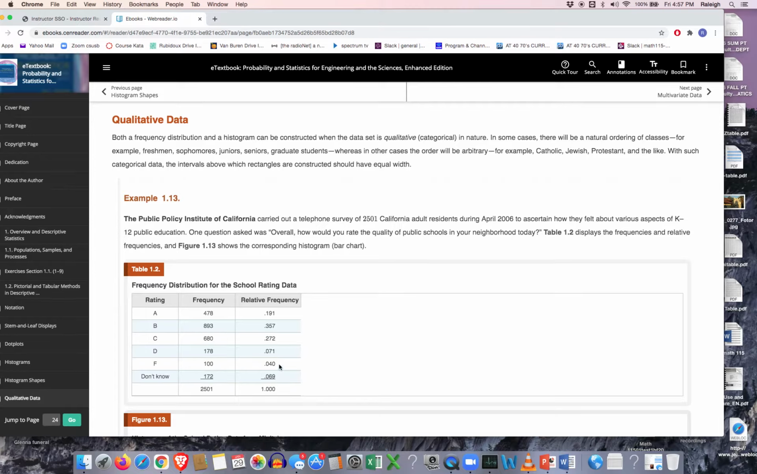And F is not very common, only 4% of the time. D only gets 7% of the time. But A and C are close behind the B, I guess. But B is about 36%. And so that's categorical data.